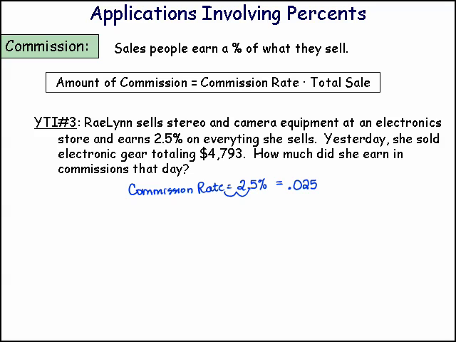Okay, so her total sales was $4,793. So let's put all this into our equation. Here we have our equation as amount of commission is equal to 0.025 multiplied by $4,793. So when you go in and multiply that out, you guys can multiply that out yourselves.